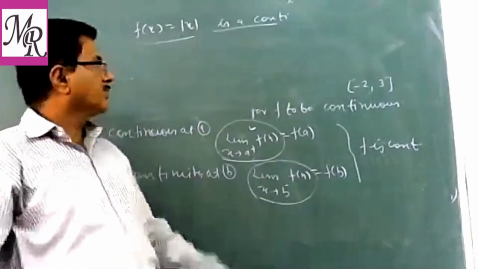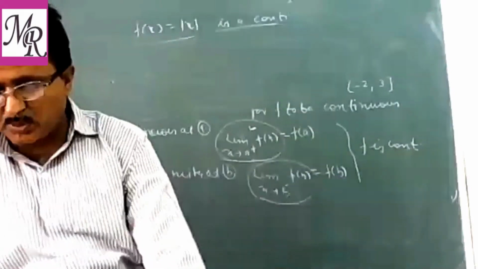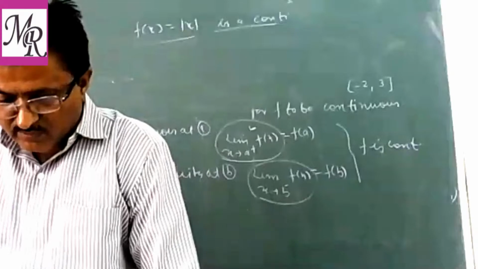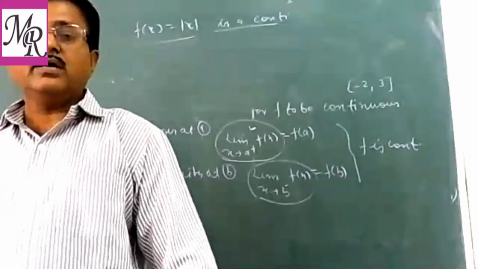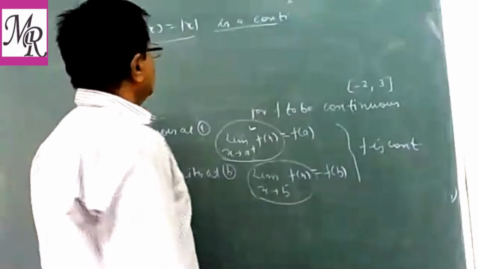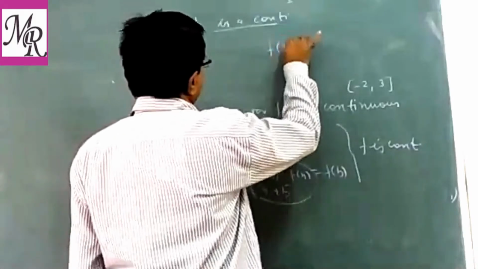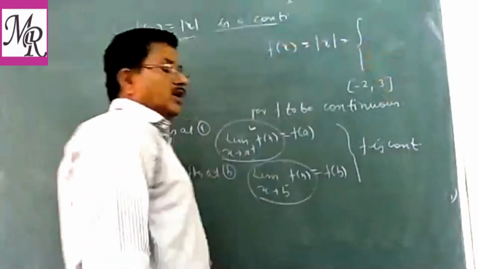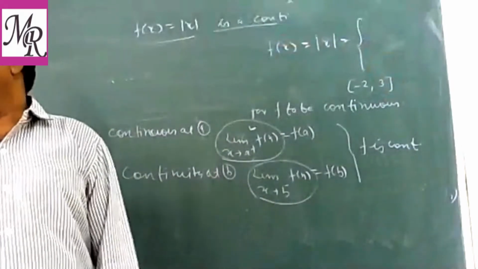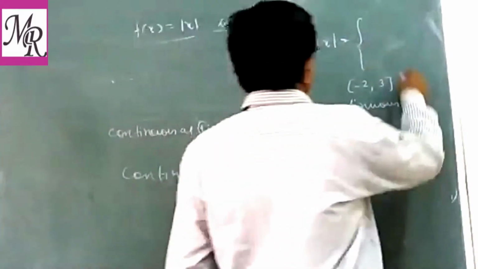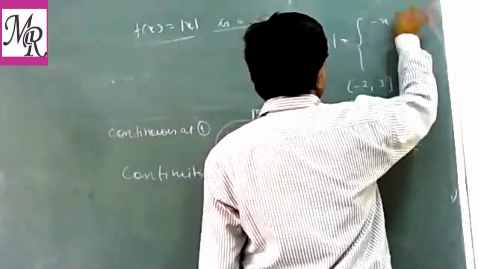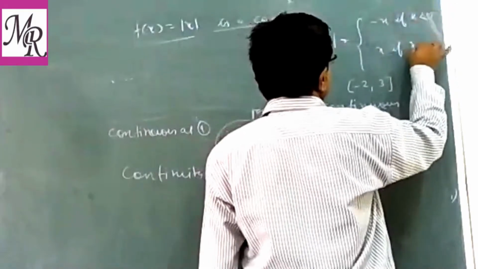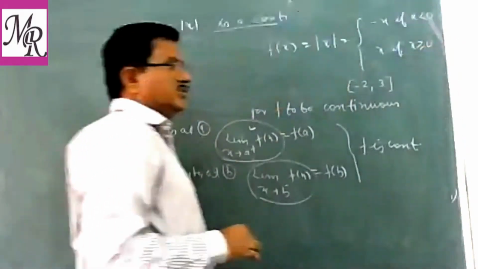This is clear? So the question says, is this function defined by f(x) equal to mod x a continuous function? Clear? So as we already know, the modulus function is redefined. Modulus function is redefined on the values as minus x if x is less than 0, x if x is greater than or equal to 0.